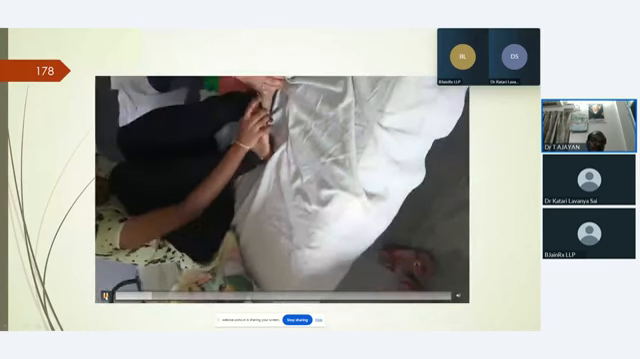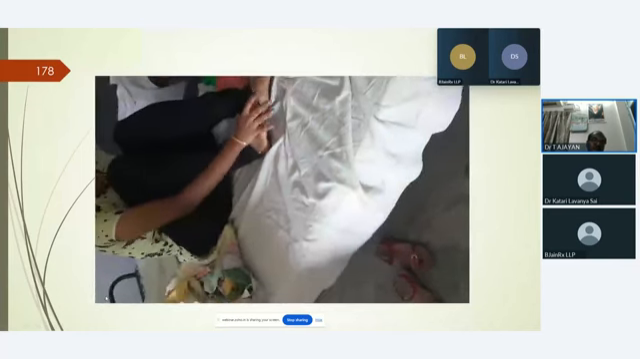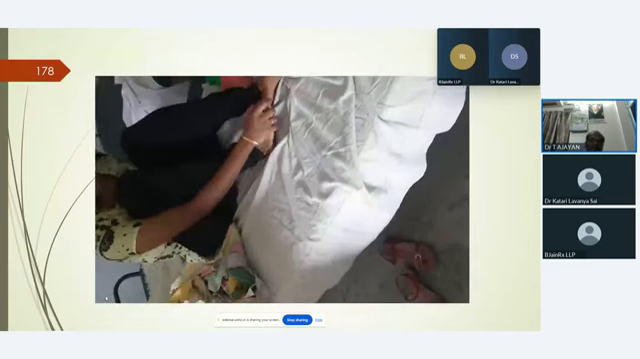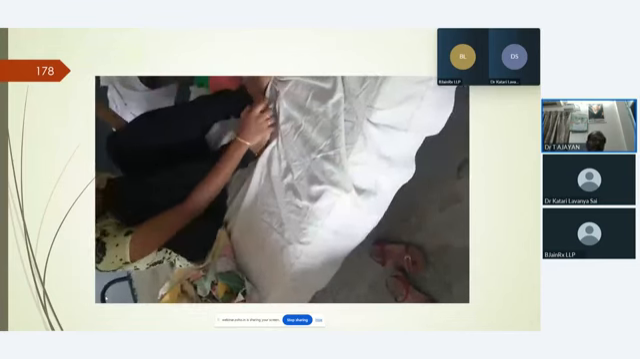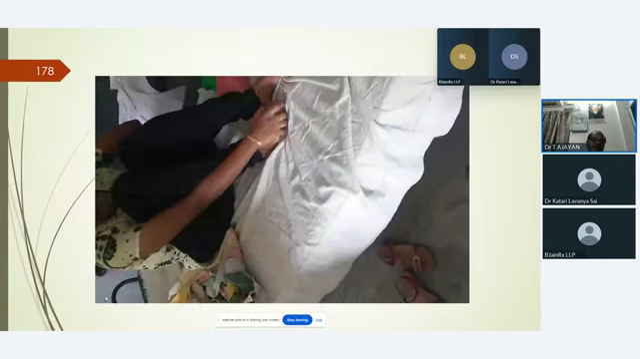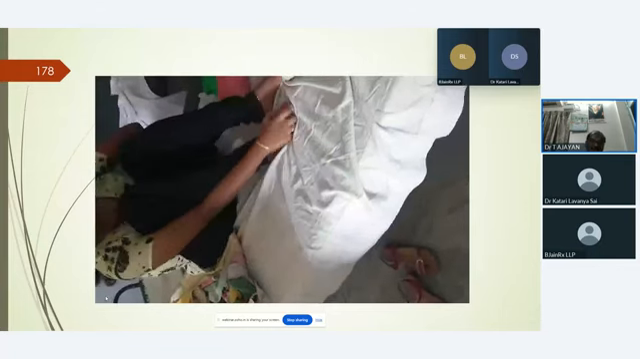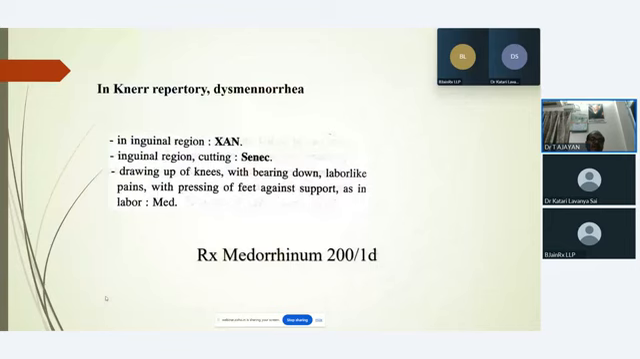Then look here, one day one of our interns was suffering from dysmenorrhea. Look here, the girl with the help of her right leg, just look here, it's a presentation. Another rubric we find in Materia Medica: drawing up knees with bearing down, labor-like pain, with pressing of feet against support as in labor. Like the Knerr Repertory dysmenorrhea, one rubric is there, like bearing down, labor-like pain. That indicates the intensity of the pain. Here the prescribed medicine is the Mediterranean.